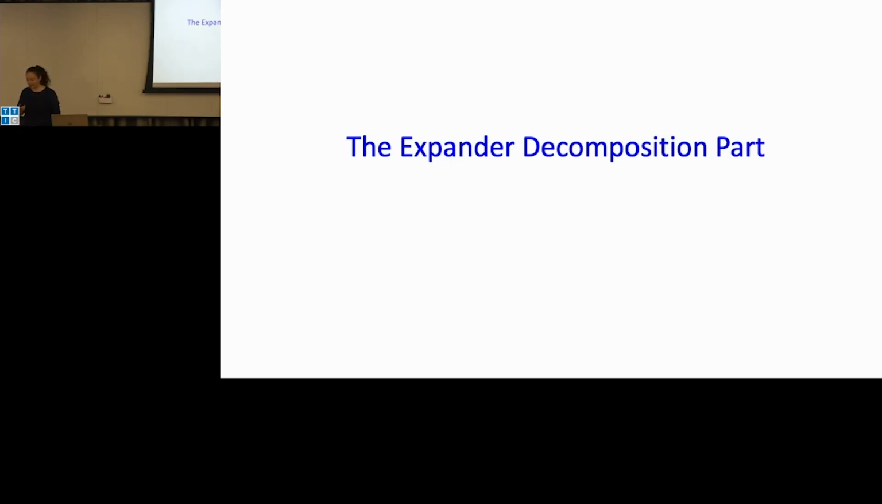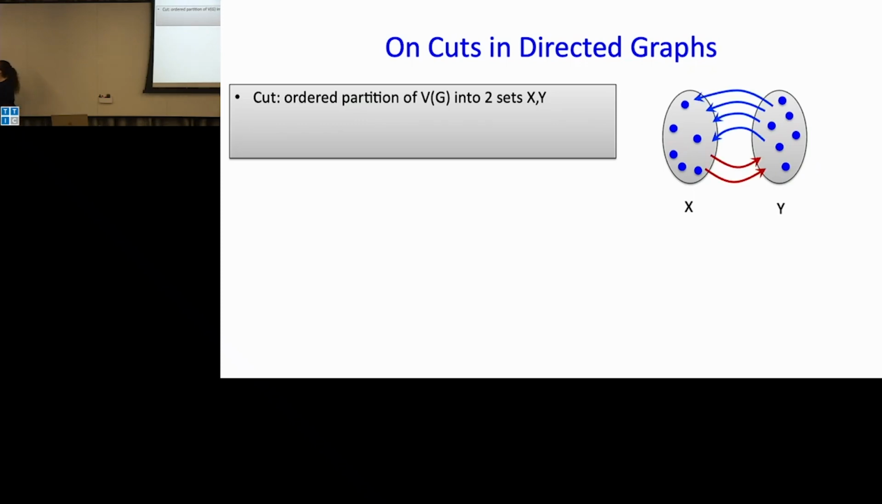So for the expander decomposition part, let's first talk about cuts in directed graphs. So what's a cut? Well, as usual, it's just a partition of vertices into two subsets, X and Y. In this case, we'll think of them as ordered, so XY is different from YX. And we have edges going in both directions.